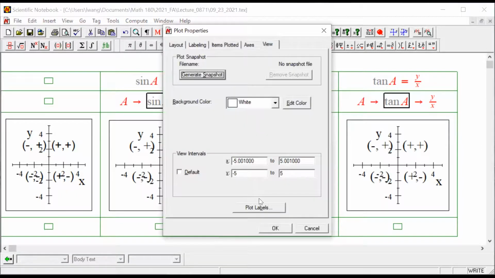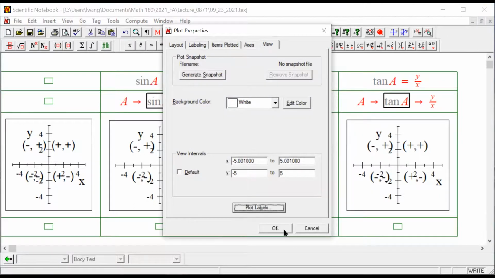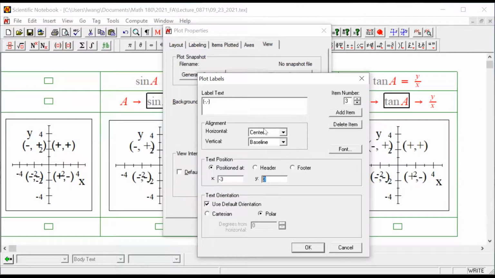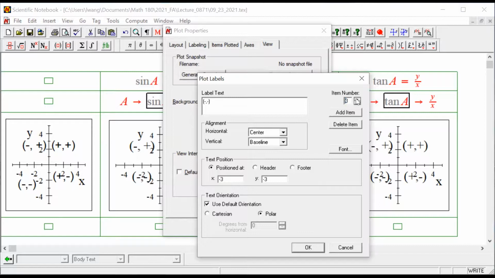Negative, negative. So where's my negative, negative? That needs to move. Oh, sorry. Negative, negative. That's better. Last one. Positive, negative. So that's negative.